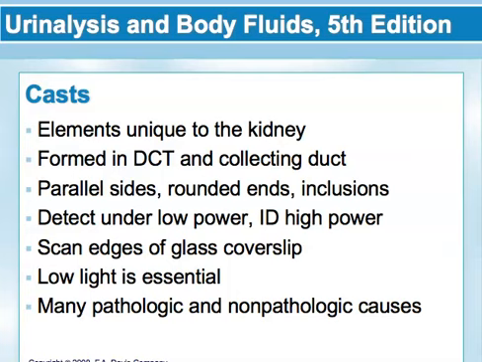They're formed in the distal convoluted tubule and the collecting duct, so they can provide an indication of the conditions within the nephron at the time that they were formed. It's essential to view them under low light because the matrix of the cast, which is kind of like the shell, has a very low refractive index. The cast matrix will dissolve quickly in dilute alkaline urine, so it's important, as always, to get a fresh specimen.